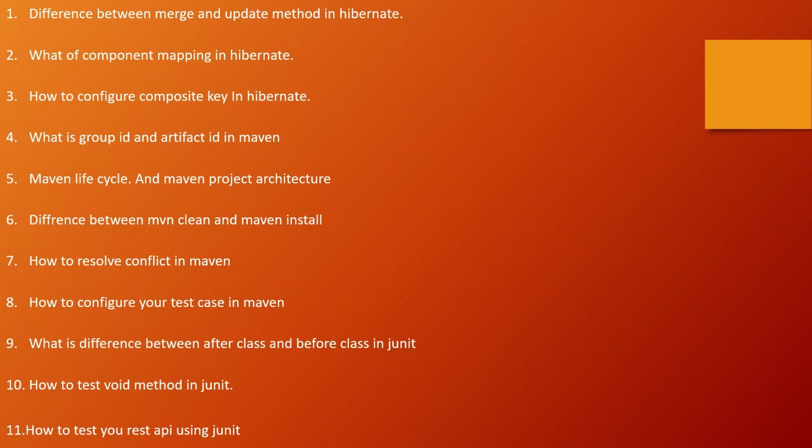Suppose you are using Maven to build your application, so in that we have the Maven lifecycle. In that also we have groupId and artifactId in pom.xml. In the pom.xml we have defined all this. So what is this, and what is the Maven lifecycle and Maven project architecture.